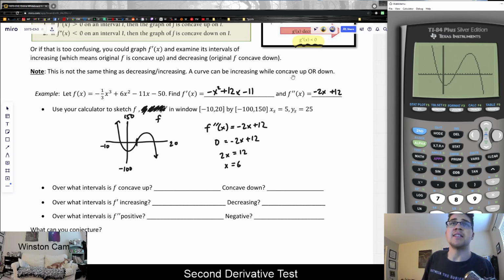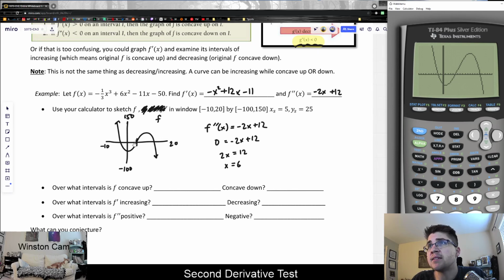Kind of like with increasing and decreasing, where the critical values are where it's changing between increasing and decreasing. The value where the second derivative is equal to 0, this is not called a critical value, by the way. This is called an inflection point. We'll define this soon. But basically, it's going to be concave up until 6.